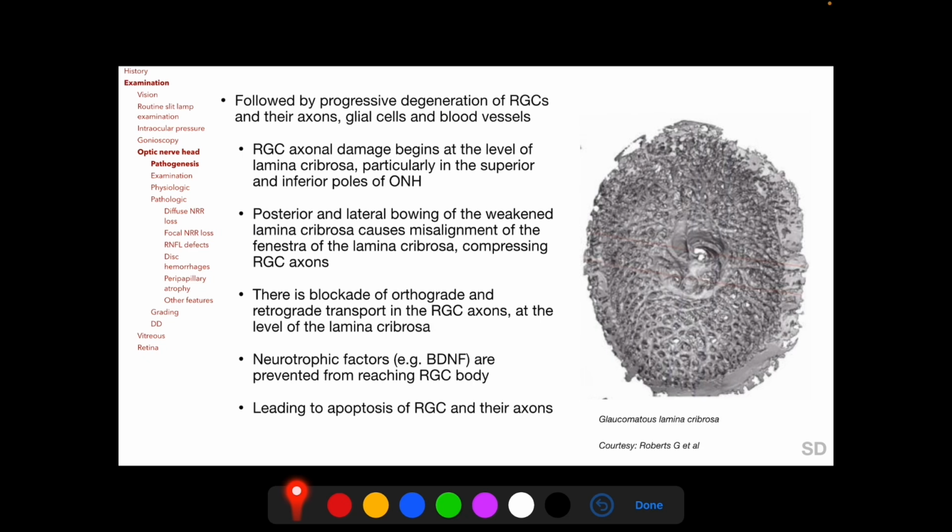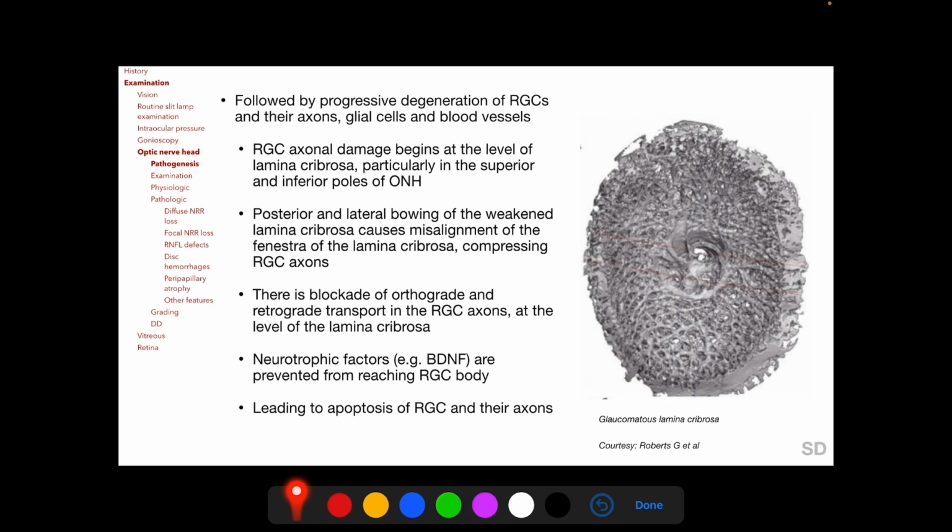As we have mentioned, following the structural alteration in lamina cribrosa, there is progressive degeneration of retinal ganglion cell axons and associated glial cells and blood vessels. Retinal ganglion cell axonal damage begins at the level of lamina cribrosa, particularly in the superior and inferior poles of the optic nerve head, where the lamina cribrosa is the weakest. Posterior and lateral bowing of the weakened lamina cribrosa causes misalignment of the fenestra, or the ports, of the lamina cribrosa, compressing the axons of the retinal ganglion cells passing through this fenestra.